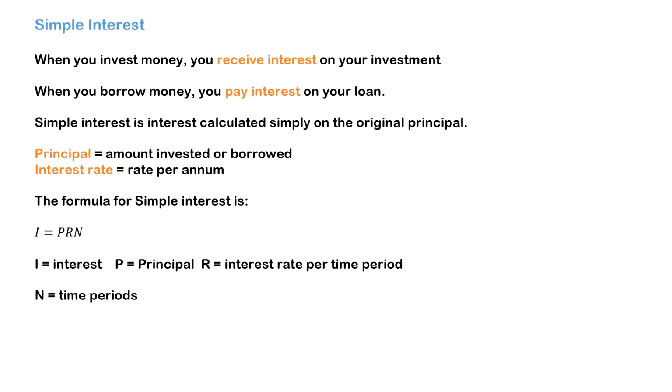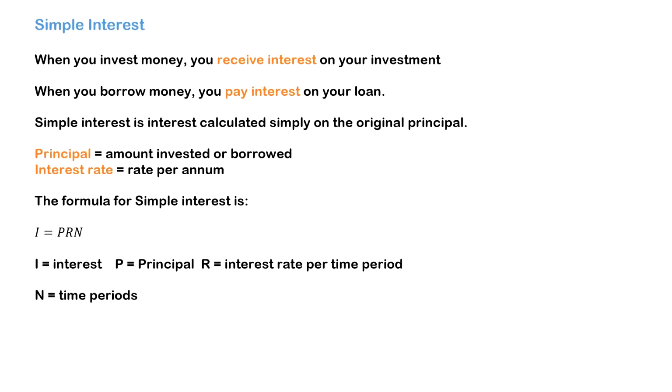In this video, we're looking at simple interest. When you invest money, you receive interest on your investment and you make money. When you borrow money, you pay interest, which means obviously the bank is making more money. Now, simple interest is interest that's calculated simply on the original principal.